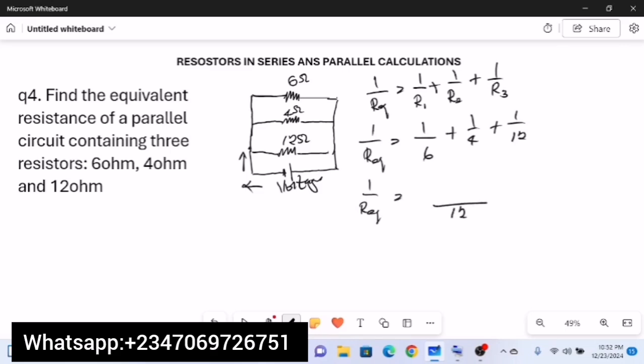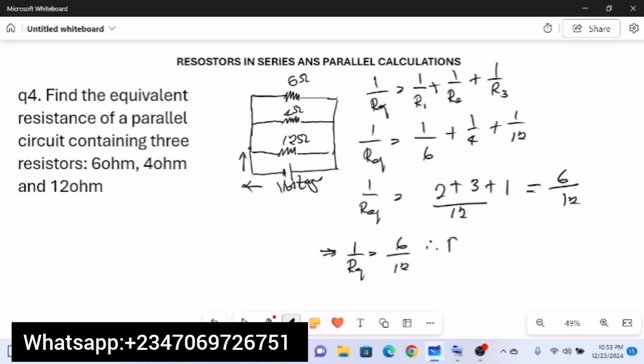LCM is 12, so 12 goes into 6, that's 2. 2 times 1 remains 2, plus 12 goes into 4, that's 3. 3 times 1 remains 3, plus 12 goes into 12, that's 1. 1 times 1 remains 1. So this is actually what? 2 plus 3 plus 1, that is actually 6 all over 12. So this simply implies that 1 all over R equivalent is 6 over 12.